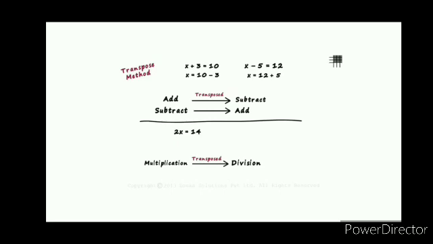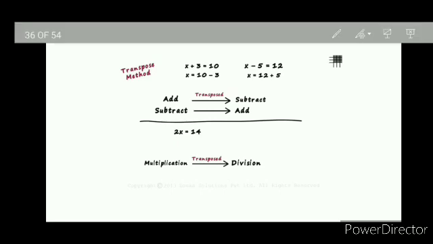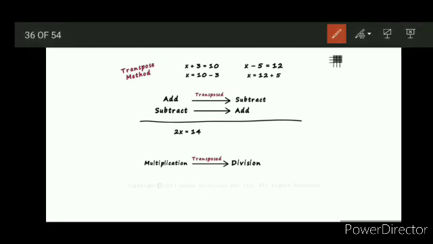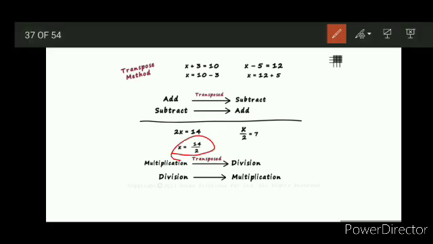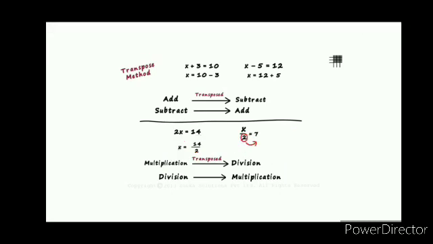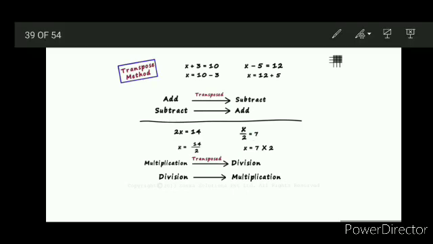Let's see this equation: 2x equal to 14. In this, 2 and x are in multiplication. When this 2 is transposed to the other side, it will become division. See, x equal to 14 by 2. The same concept applies for division. Look at this equation in which 2 is in division. When we transpose the 2 to the other side, it will become multiplication. x equal to 7 into 2.